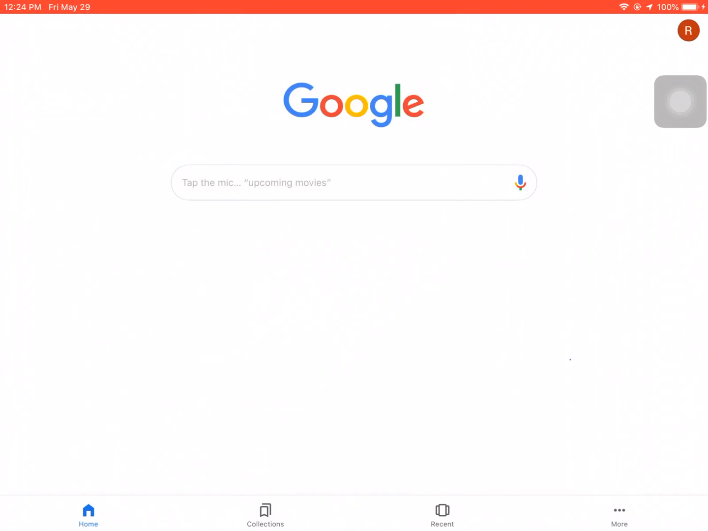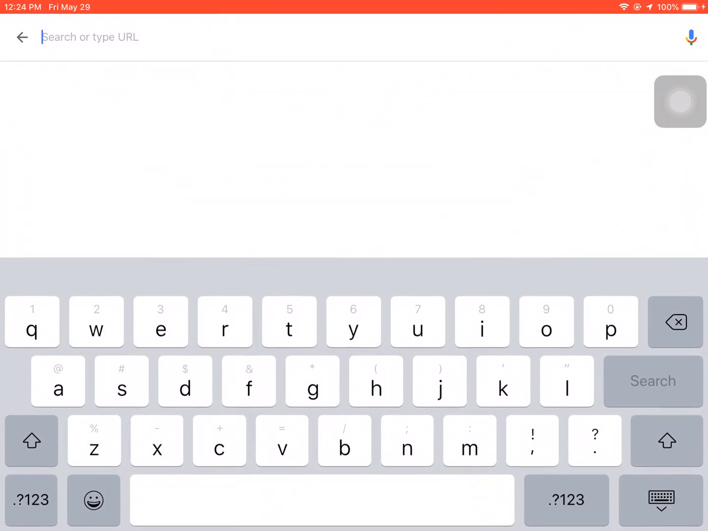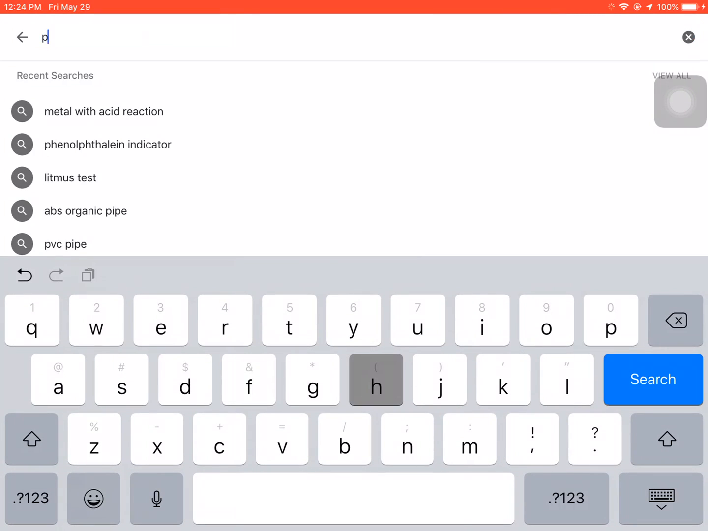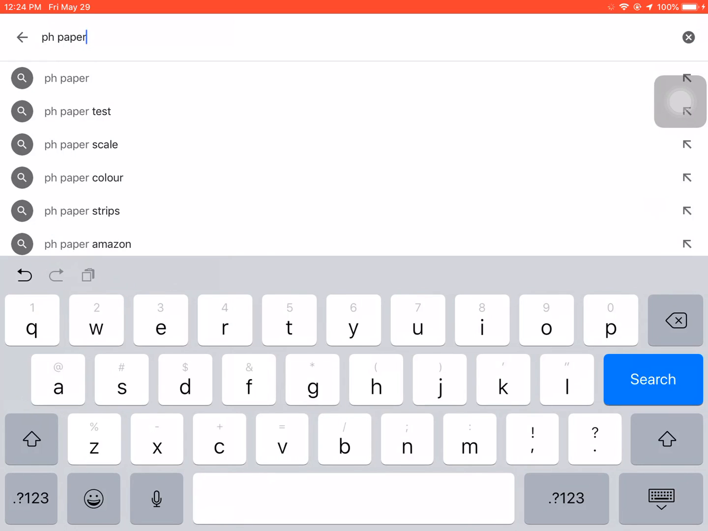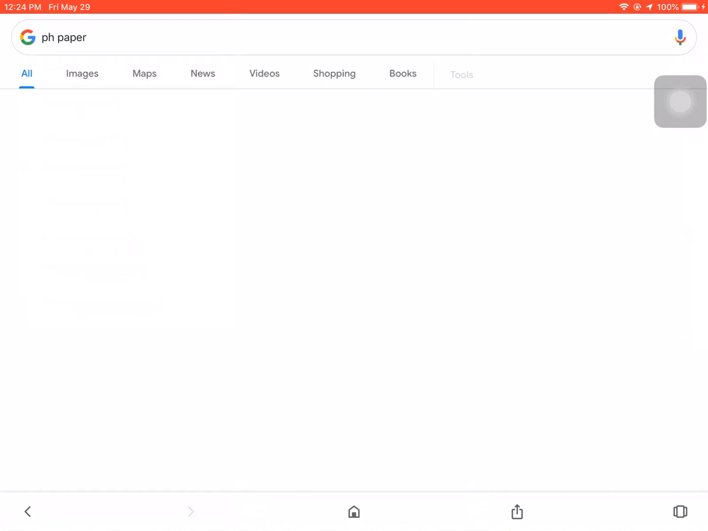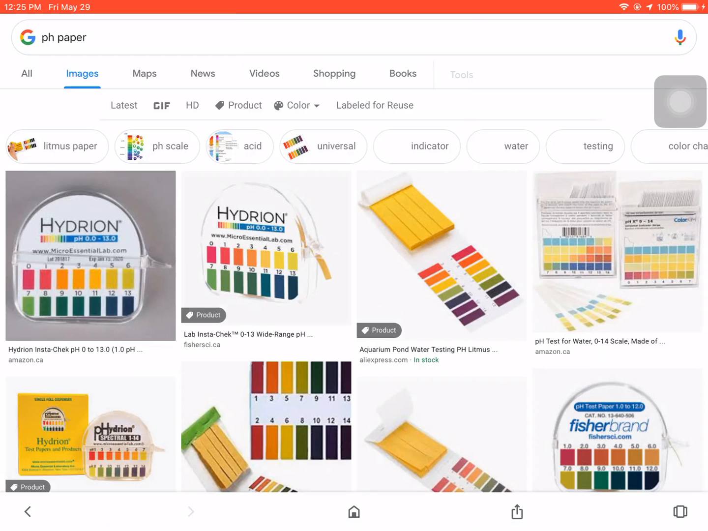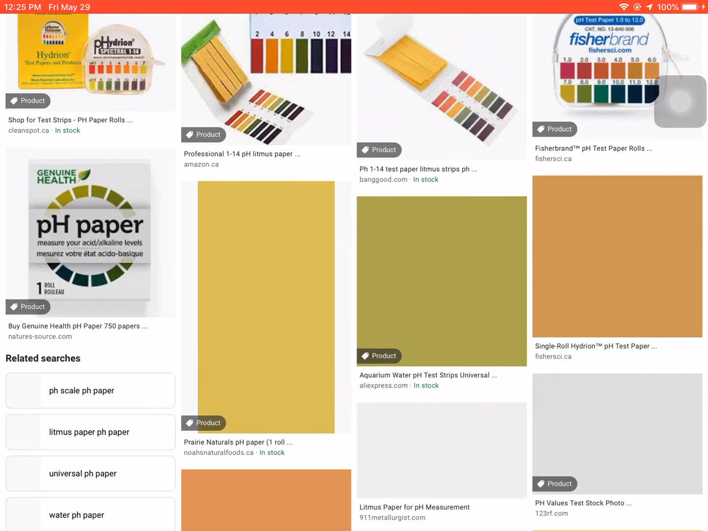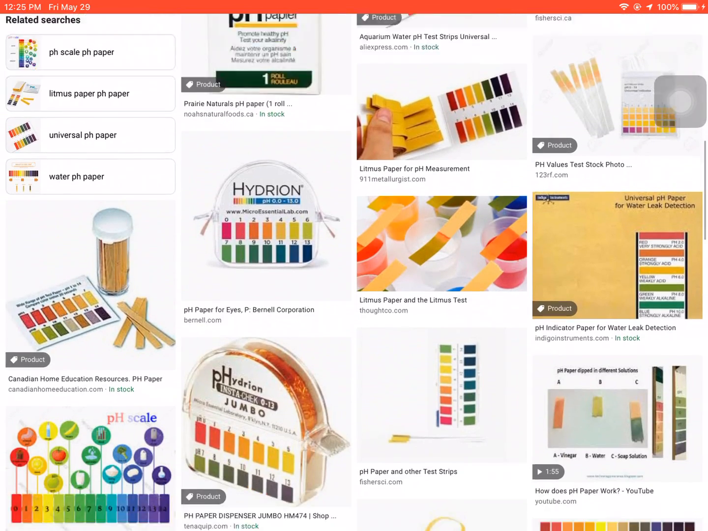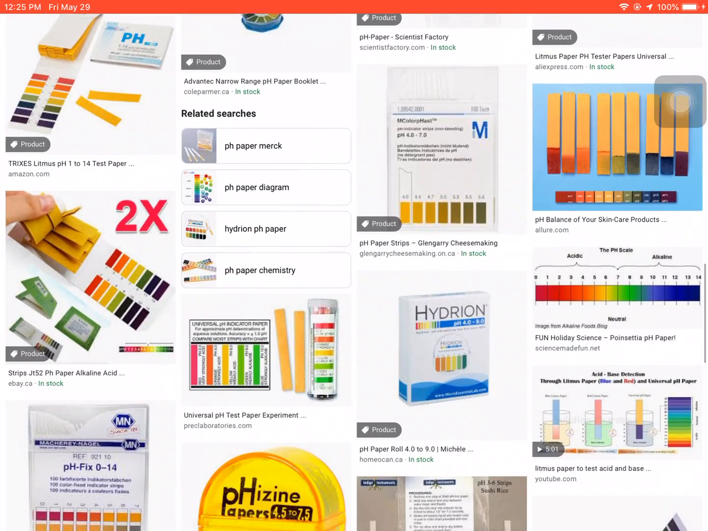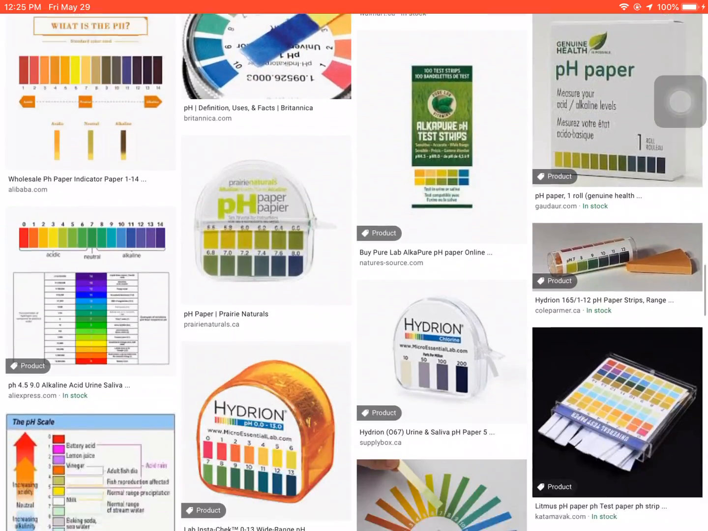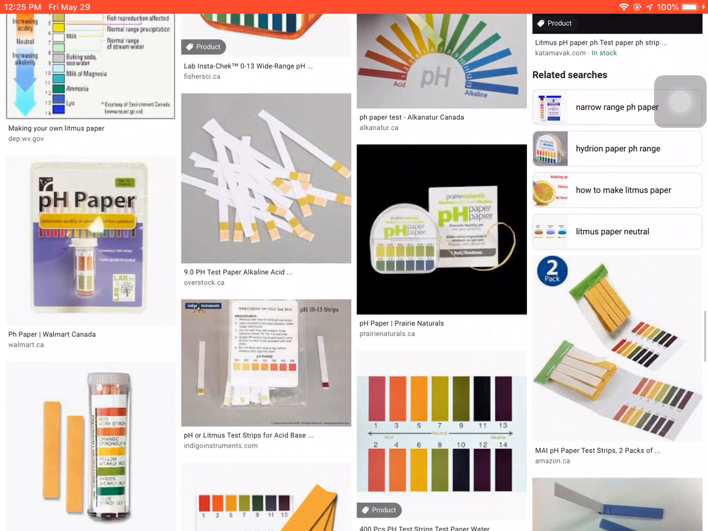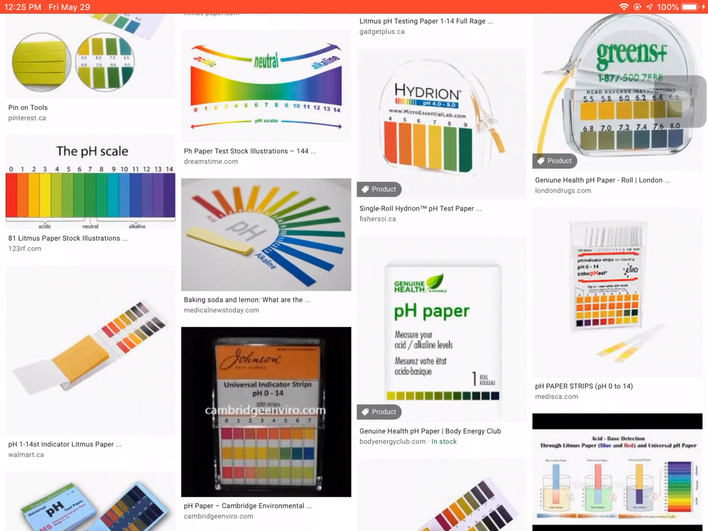Okay, so if I look up pH paper, when I dip it into my beaker, it will come out a certain color, and the color can be compared to a reference color system.